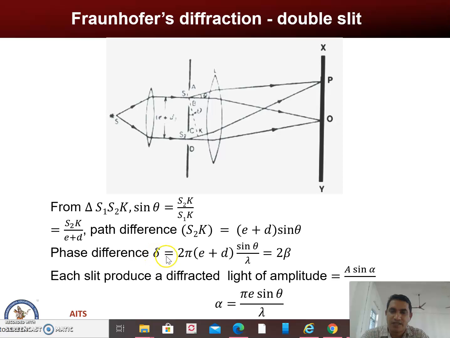The corresponding phase difference delta is equal to 2 pi (e plus d) sin theta by lambda, that is equal to 2 beta. Here each slit produces a diffracted light of amplitude A sin alpha by alpha, where alpha is equal to pi e sin theta by lambda.